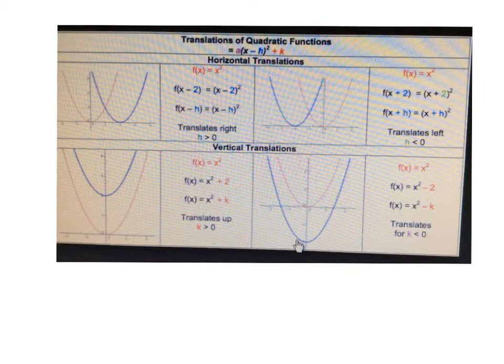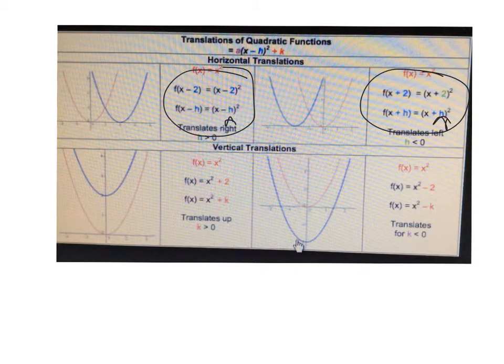The first thing that you need to know are some of the rules about transformation. So here are the basic rules of translations of quadratic functions. If you recall from last year, if you look at the function and you add or subtract inside the parentheses before it's squared, that's going to shift the function left or right. And here's the other version. If that h value inside is greater than 0, then it's going to go to the right. If that h value inside is less than 0, then it's going to go to the left.